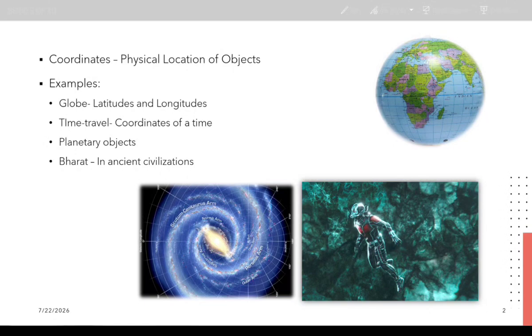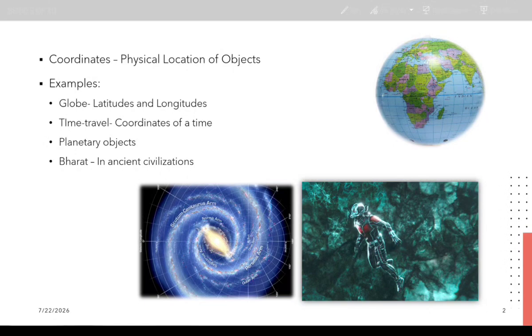We have seen latitudes and longitudes on a globe, right? So these latitudes and longitudes are used to identify specific places on the globe or on the earth. Which means they are nothing but the coordinates of that place.